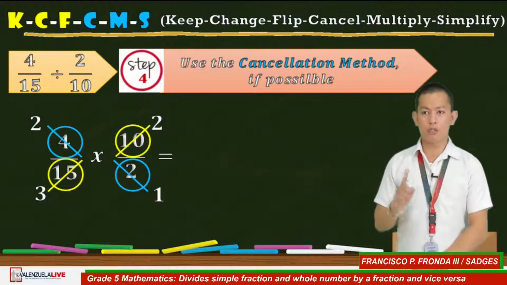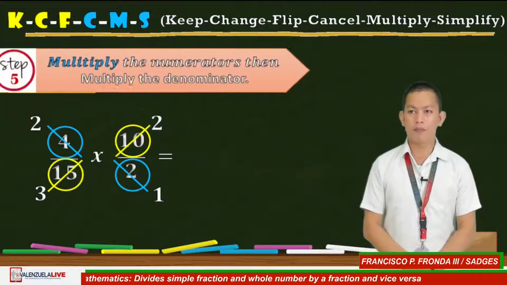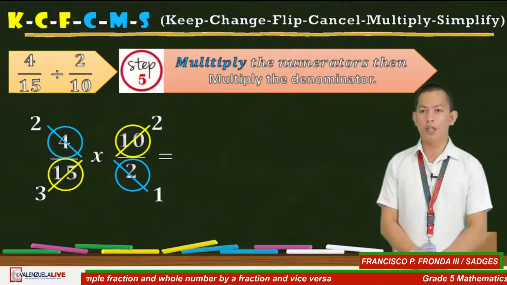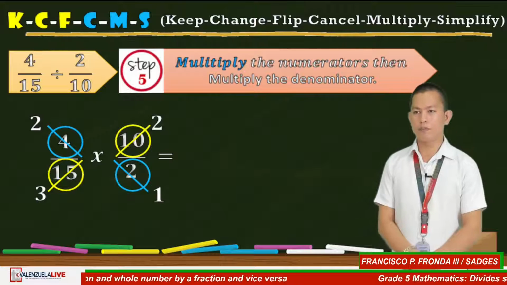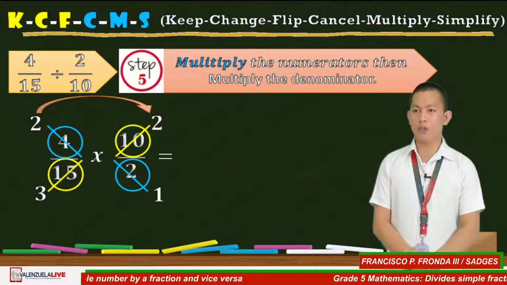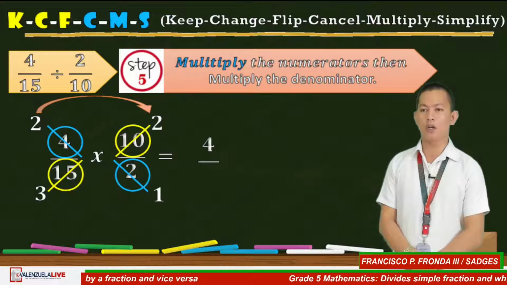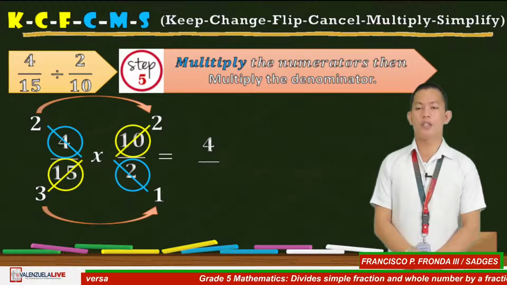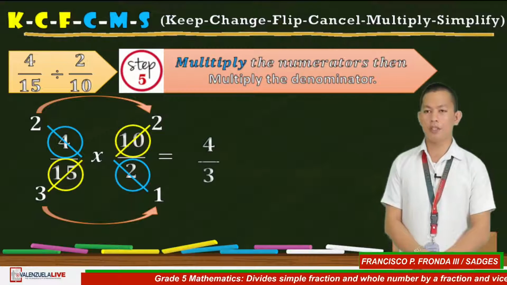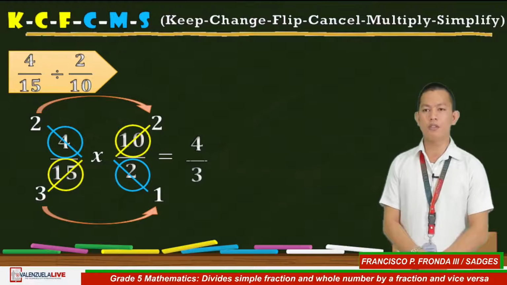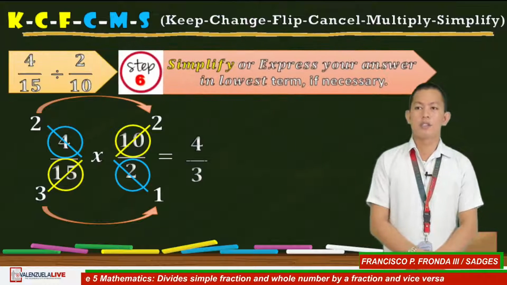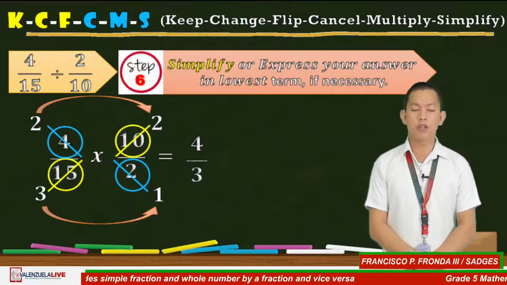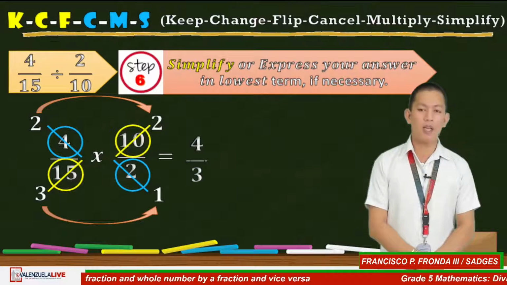Then let's proceed to step number 5. This would be letter M. Multiply the numerator, then multiply the denominator. So let's multiply the numerator. 2 times 2, the answer will be 4. Then multiply the denominator, 3 times 1, the answer would be 3. Okay, now let's proceed to step number 6. You just simply simplify or express your answer in lowest term if possible.